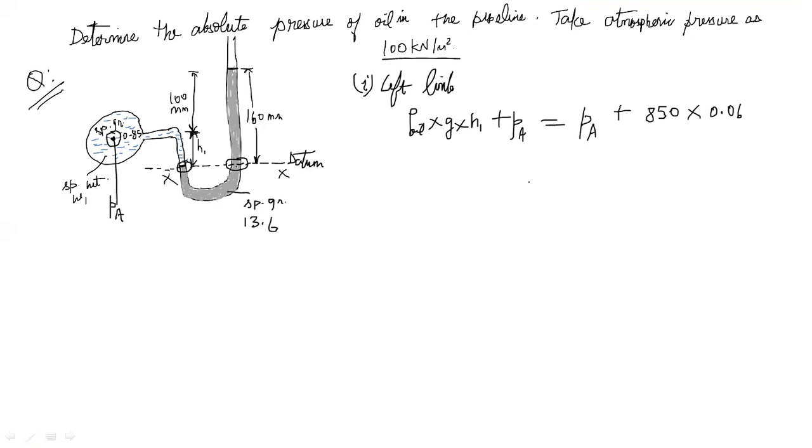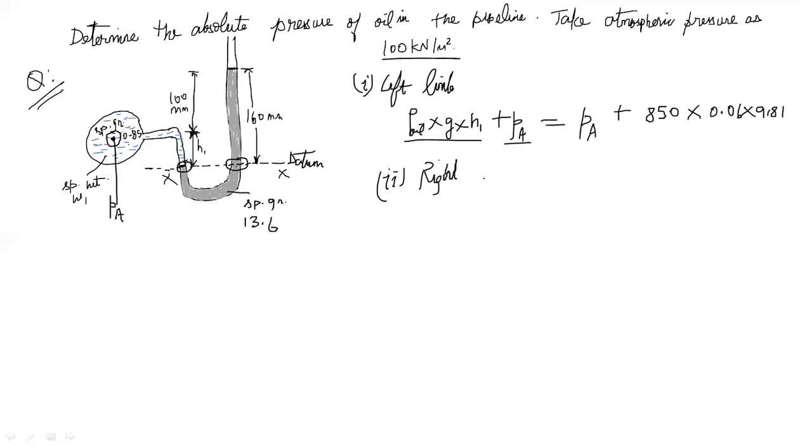Similarly, if I try to calculate the pressure at the right limb of the datum, okay, sorry, g also has to be multiplied here, so 9.81 will be multiplied here. So rho g h and pressure at A. In the right limb, this limb is open to the atmosphere and only a 160 mm mercury column is there in this limb.